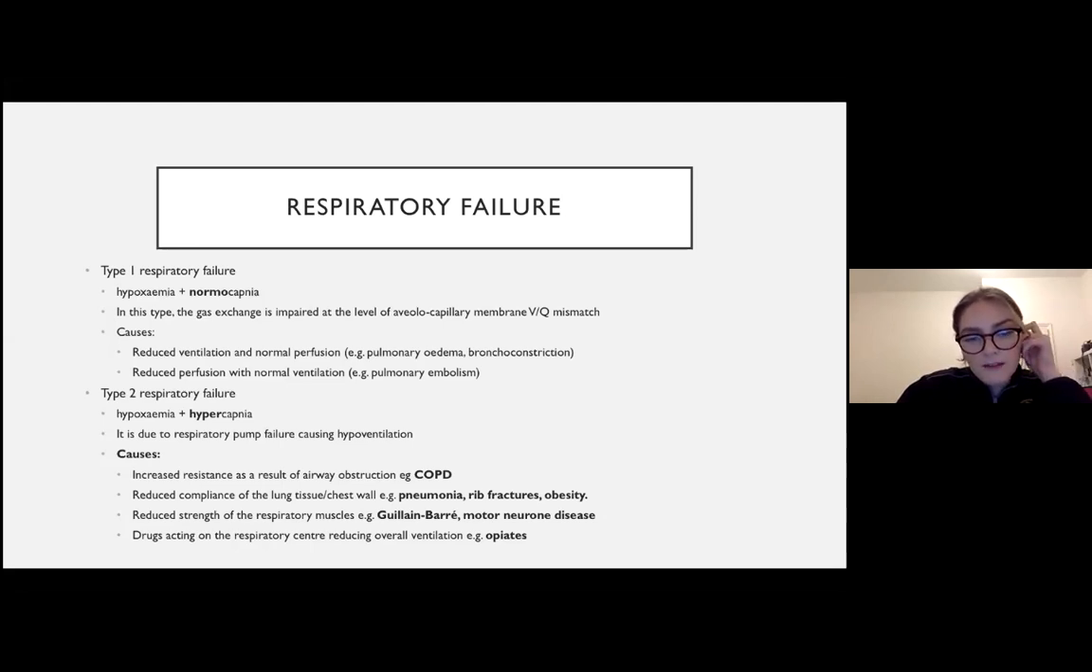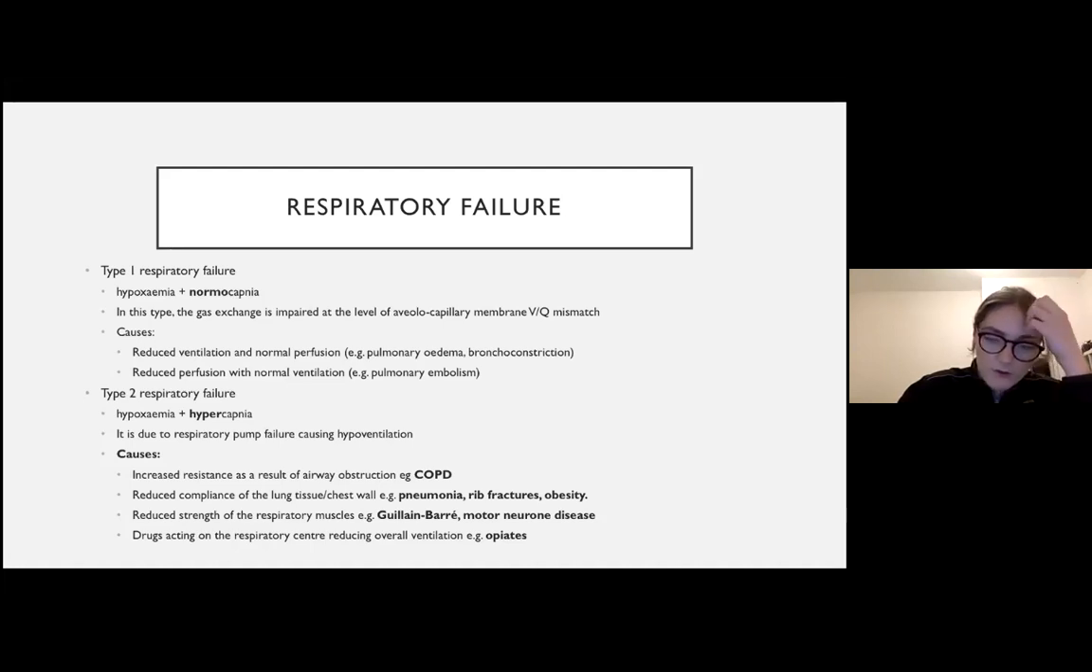So there are loads of different causes for that, like tons. The most common one that you'll see in practice is COPD. You'll see COPD patients who have airway obstruction and they have type 2 respiratory failure. But you can get it with obesity, pneumonia, fractures.